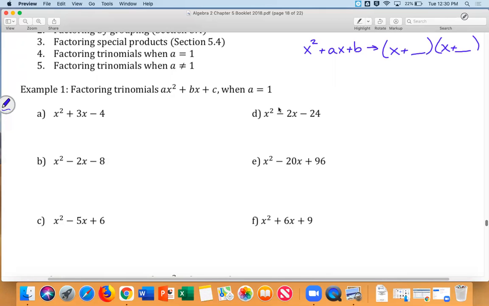All right. So I can already tell you by looking at f, this is going to be x plus something and then x plus something, just because it's plus plus.